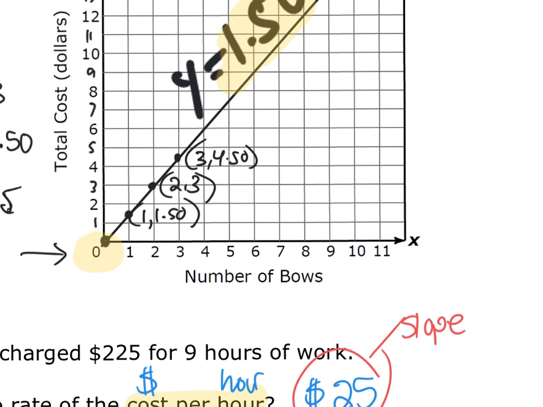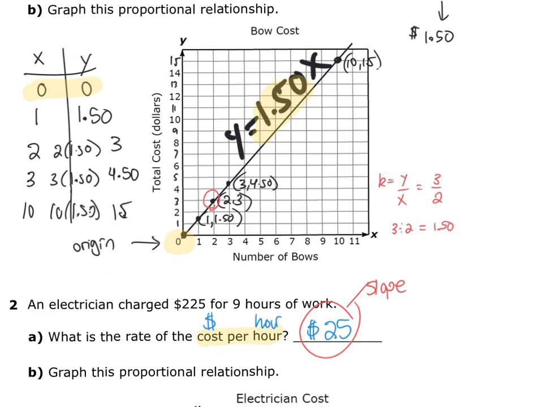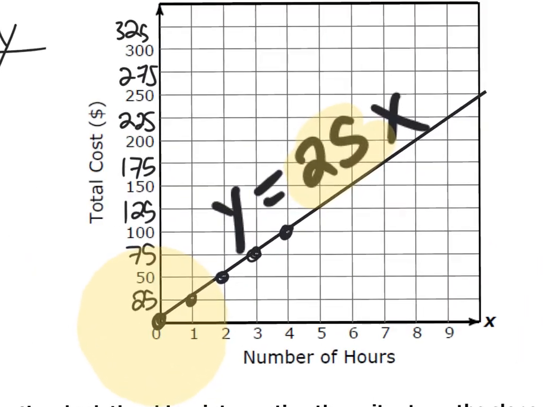So for example, in this one, if I had a graph and I wanted to find the slope and I knew it was a proportional relationship, I might pick this point right here, 2, 3. The slope of a proportional relationship is equal to y over x. So that would be 3 over 2. And 3 divided by 2 is $1.50.